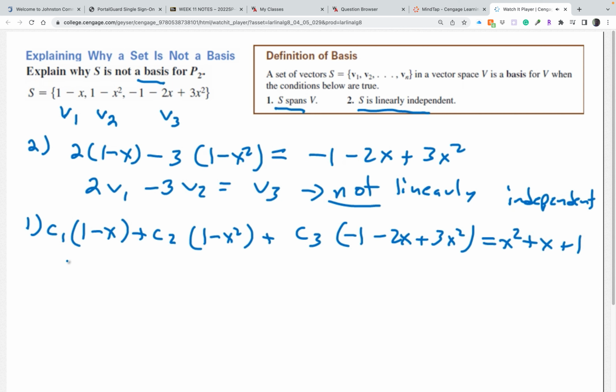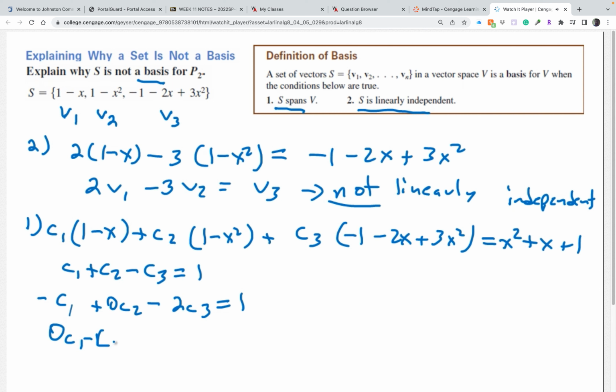So from this equation, we can get a system where we'll get C sub 1 plus C sub 2 minus C sub 3 equal to 1. And then negative C sub 1 plus 0 C sub 2 minus 2 C sub 3 equal to 1. And then 0 C sub 1 minus C sub 2 plus 3 C sub 3 equal to 1. And of course, we get this just by expanding the left-hand side and setting the second degree, first degree, and constant terms equal to each other.